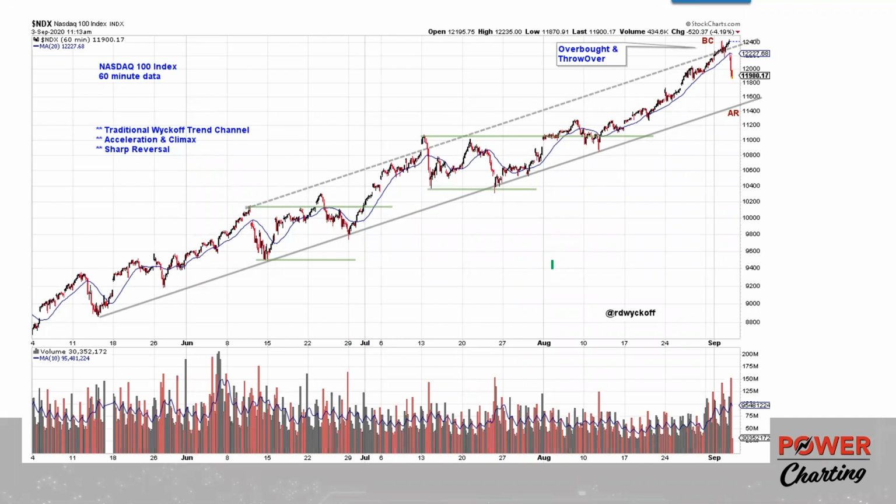So looking at the Nasdaq 100 here, we can see a big trend channel going back to May, June. So keep in mind what we just looked at with the trend model.